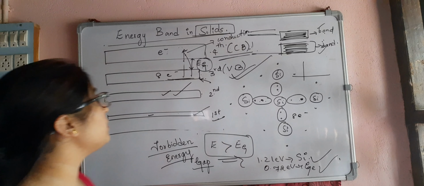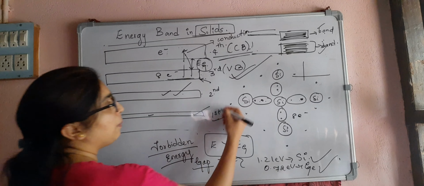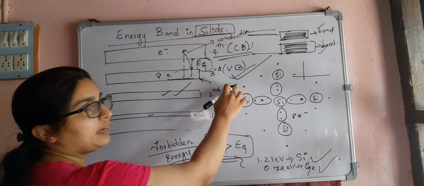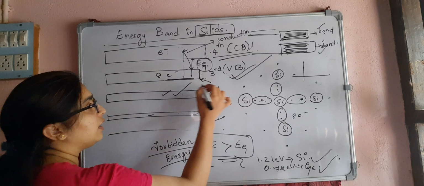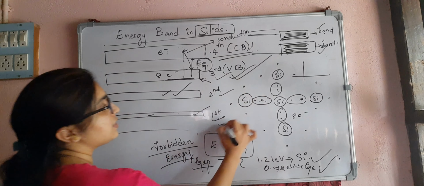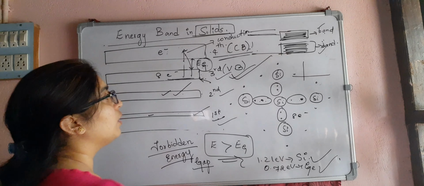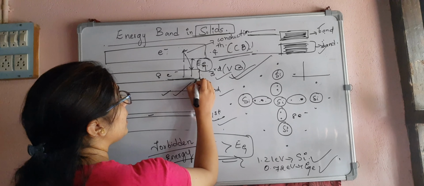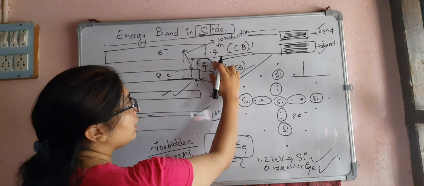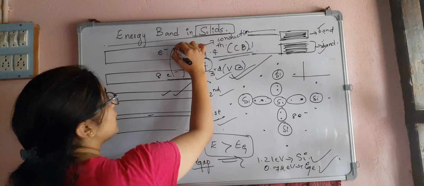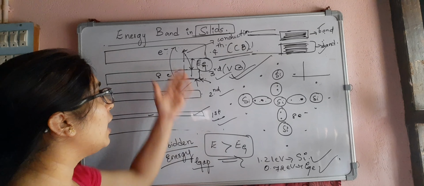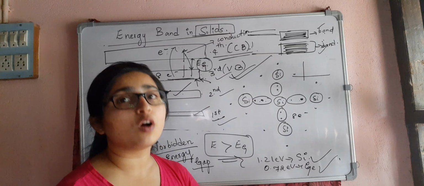In case of silicon, what happens? These 2 are completely filled, but this is not completely filled. But in case of solid silicon, all these 3 bands are completely filled. So when I apply an energy greater than the forbidden energy gap, what happens? The electron jumps to the conduction band, and then they are responsible for the conduction of electricity.